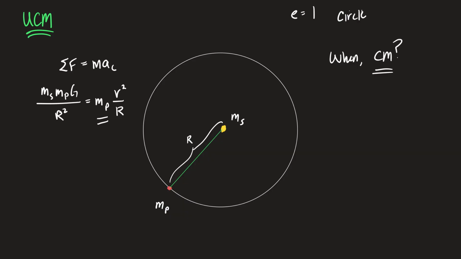But as a soft rule, I'll say, if the thing in the center is much greater than the thing that's orbiting, so much so that the center of mass is inside one of the objects, you probably don't have to use the center of mass calculation. But if the center of mass is between the two objects, you probably do. All right.